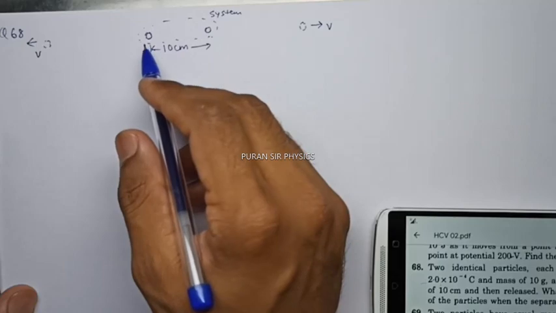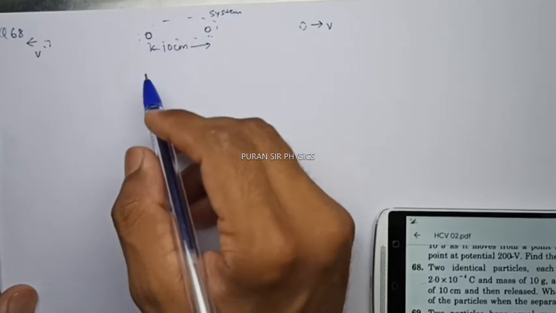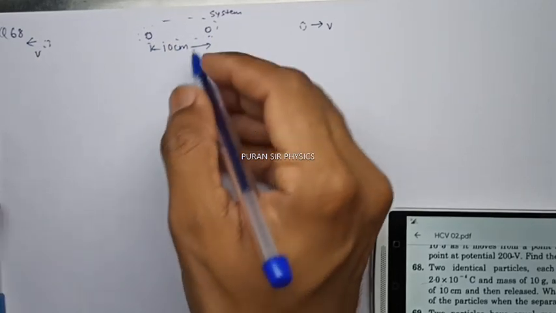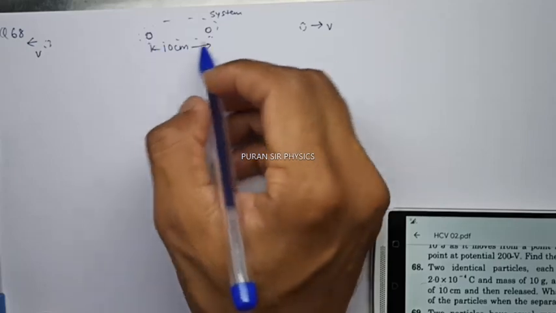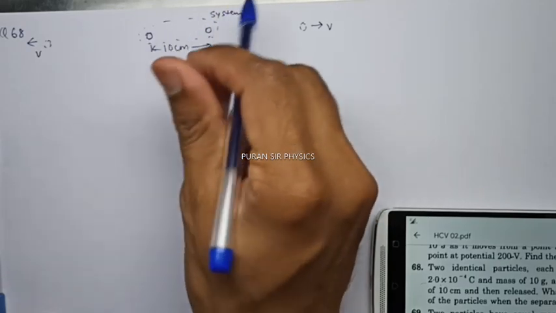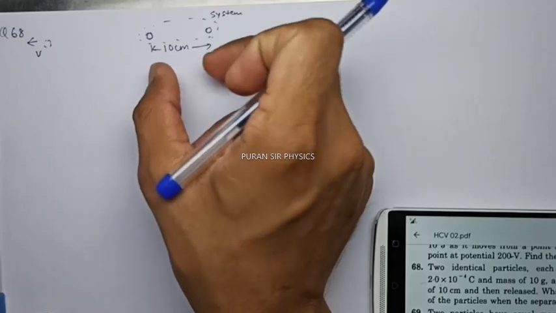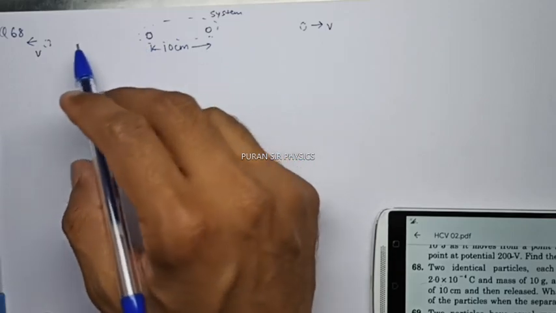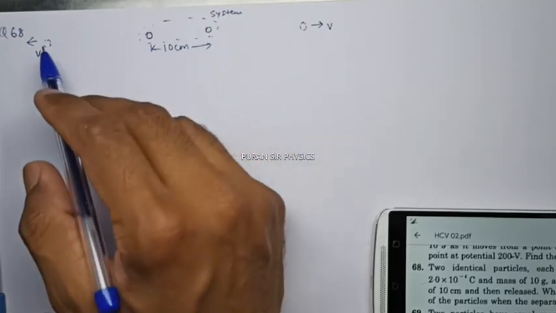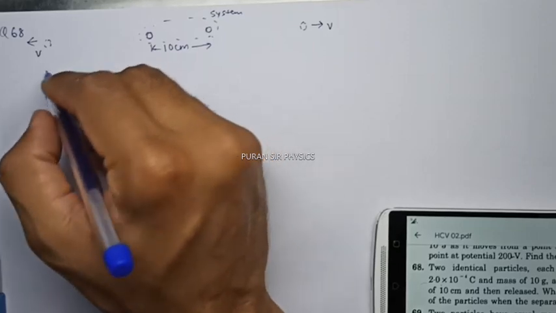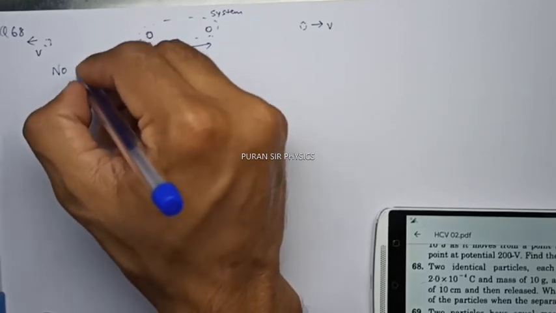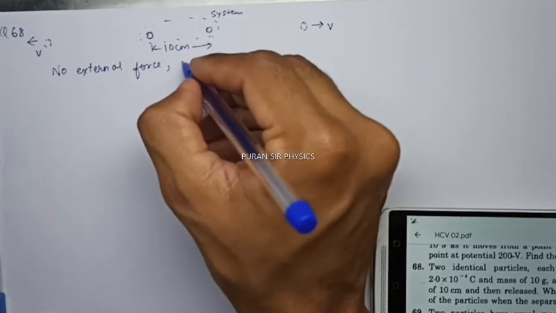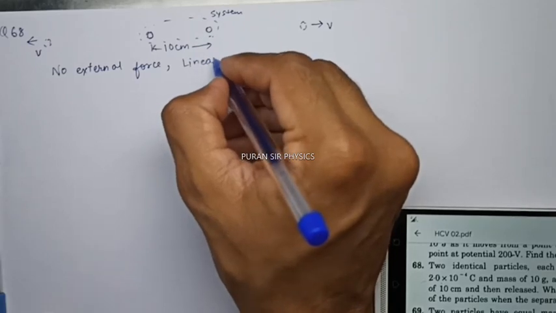So there is no external force acting. The only force which is acting between these two charged particles is their internal force of repulsion. So we can conserve linear momentum in this case. So it means if these charges were released from rest, initial linear momentum was 0. So the linear momentum at the later stage should also be 0. Okay, so initially no external force, so linear momentum of the system will remain conserved.